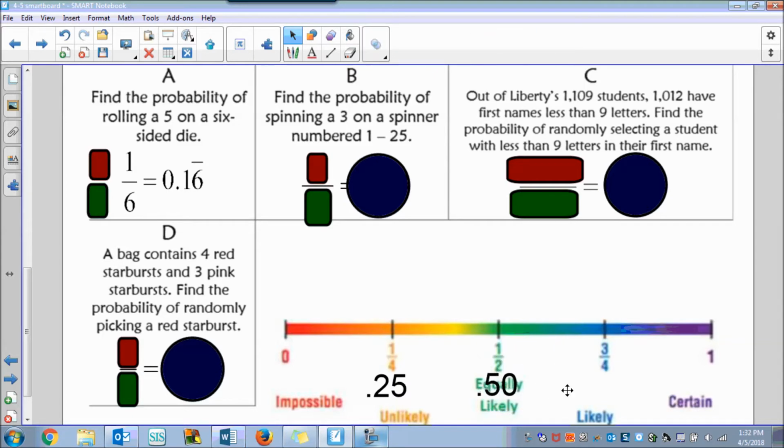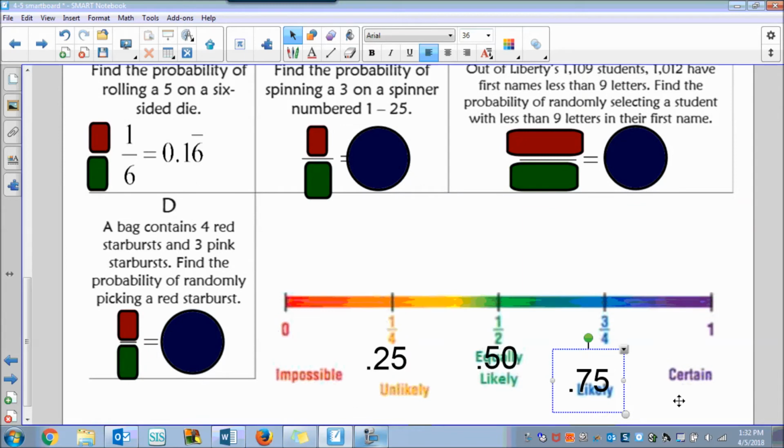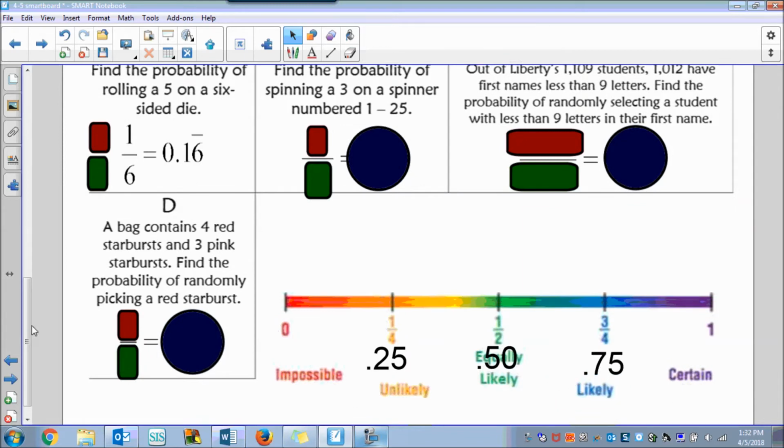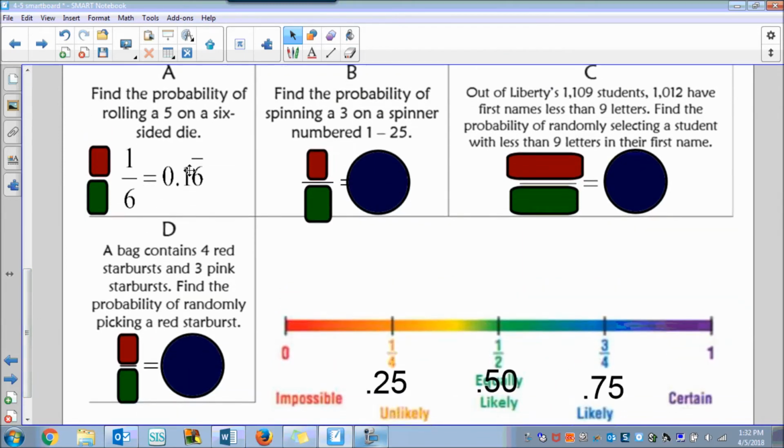I know that 3/4 is 0.75. So when I think about 0.16 repeated, 0.1, really just looking at the 1, that's smaller than a 2. So A will go somewhere in between here, a little bit closer to 0.25 than it is to 0.